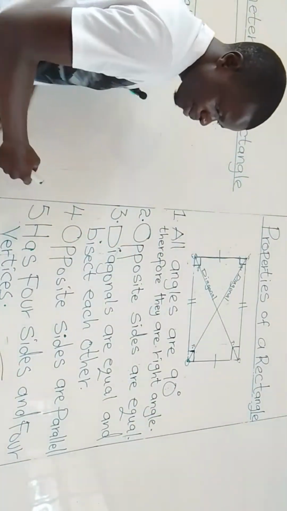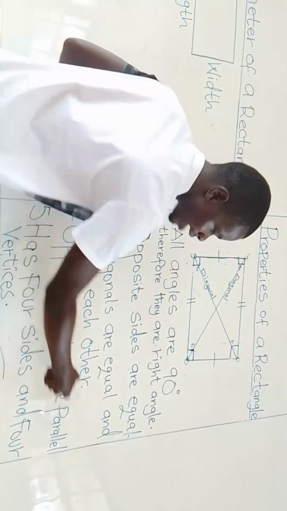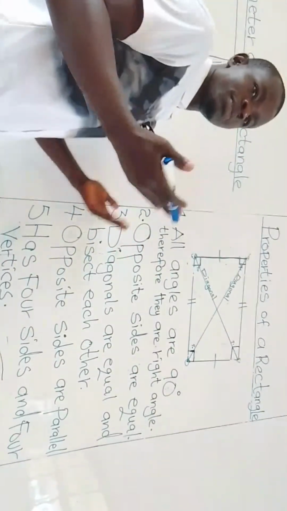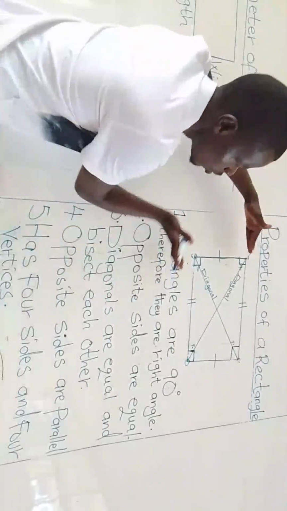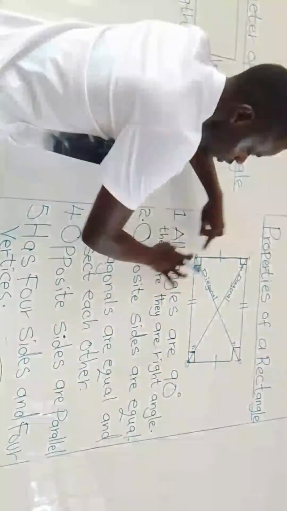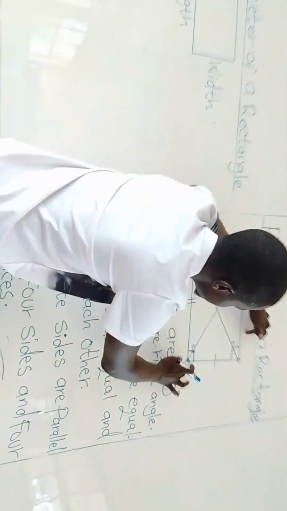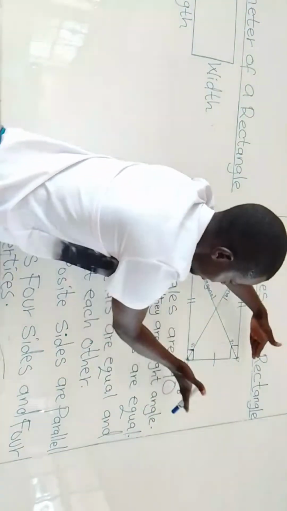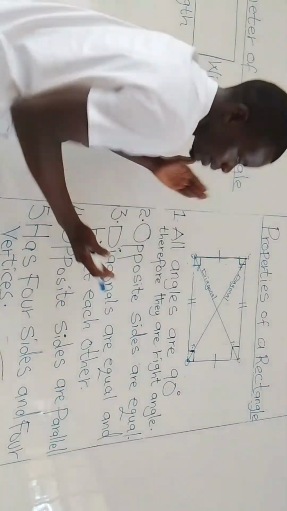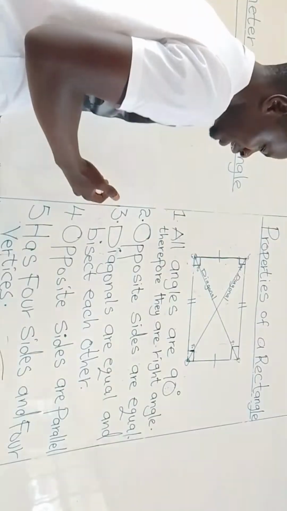The fourth property is that the opposite sides are parallel. Parallel means they are lines that cannot meet, they do not meet. Therefore, when they move in this given direction, there is no point whereby they will come into contact. So this length and that length, when they move in this direction, show that they are parallel. When the widths are moving upwards, they are also parallel, so they are not meeting at any point.